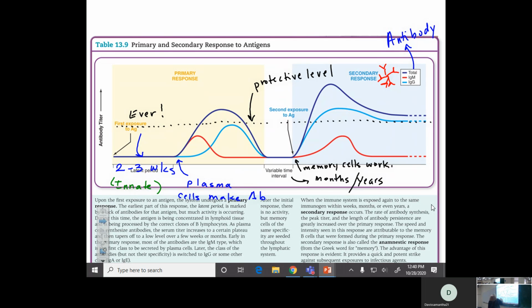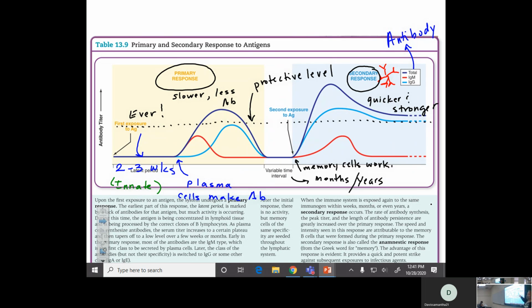The other important thing about this graph is to know that the first time around, that's the primary response. That's the first time you saw the antigen. It's slower, and we get fewer antibodies the first time around. But the secondary response is quicker and stronger, because we've got these memory cells already set to go. And later on, notice also, these antibodies are lasting longer too.